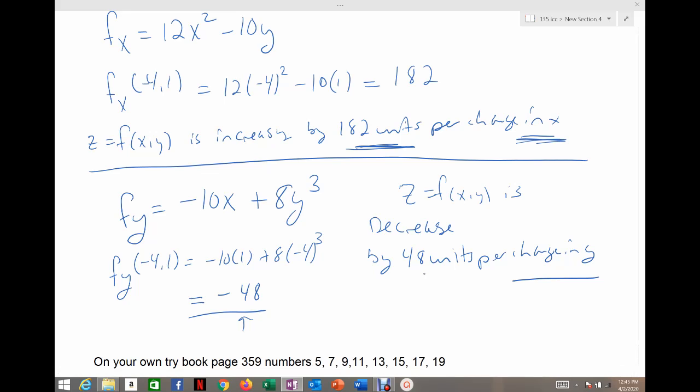Alright, and so that finishes up first order derivatives and practicing those. The next set of notes is going to be second derivatives and how we find those. Alright, so we'll stop there for now.